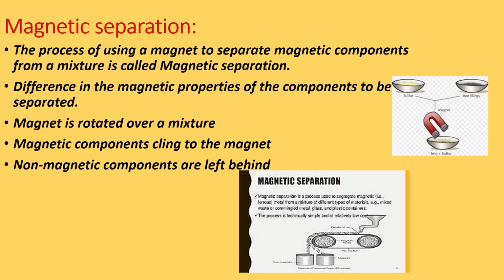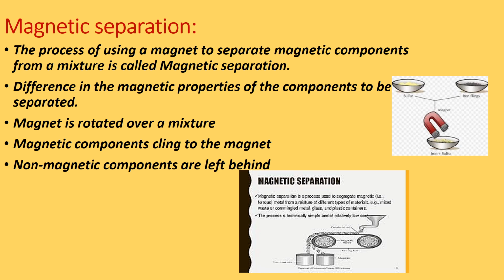Now the second method that is used is magnetic separation. In this process a magnet is used to separate magnetic components from a mixture. The process in which a magnet is used to separate the magnetic components from a mixture is known as magnetic separation.